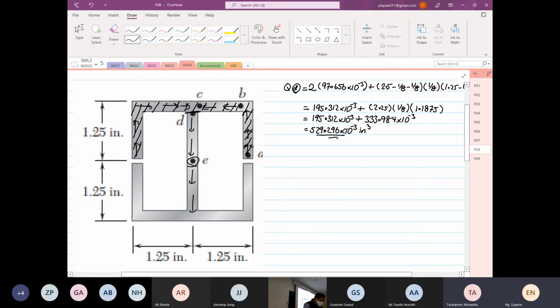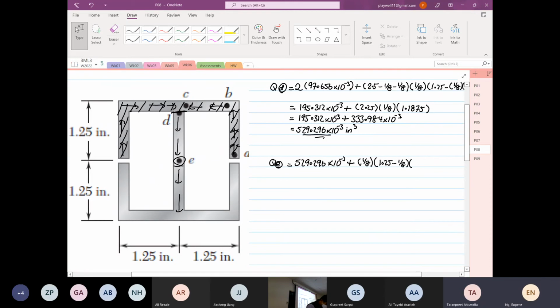So at point E, Q at point E is equal to 529.296 times 10 to the power minus 3 plus the width, which is 1/8. Now the depth is 1.25 minus 1/8, so you have again 1.25 minus 1/8 multiplied by half. Because this is the width, this is the depth, and this is the y bar. This whole term over here is the y bar.